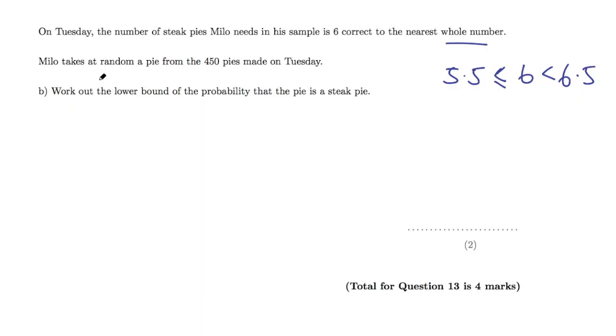And then it tells us Milo takes at random a pie from the 450 pies made on Tuesday, and we want to work out, firstly, the lower bound of the number of steak pies in total. So we know the ratio is going to be 6 to 9, because he takes 15 pies every day. So there's going to be 9 chicken pies to 6 steak pies.